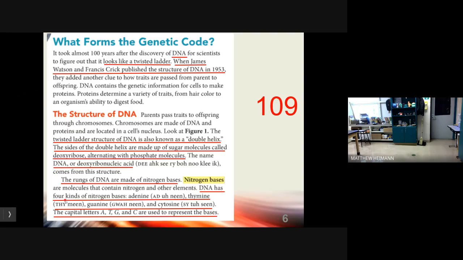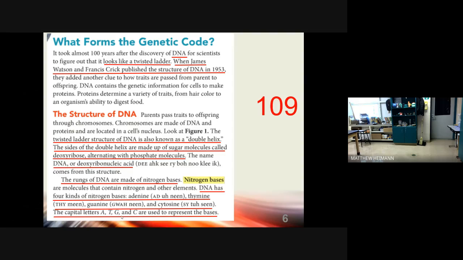Remember earlier this year we learned about nitrogen in the periodic table of elements? Nitrogen bases are molecules that contain nitrogen and other elements. DNA has 4 kinds of nitrogen bases: adenine, thymine, guanine, and cytosine. Capital letters A, T, G, and C are used to represent these bases. I'm going to take a second to write these up here because we'll have to reference these for a long time. Adenine.